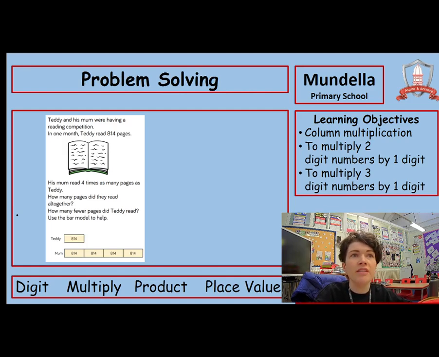So in this example, Teddy and his mum were having a reading competition. In 1 month, Teddy read 814 pages. His mum read 4 times as many pages as Teddy. How many pages did they read altogether? How many fewer pages did Teddy read? Use the bar model to help.